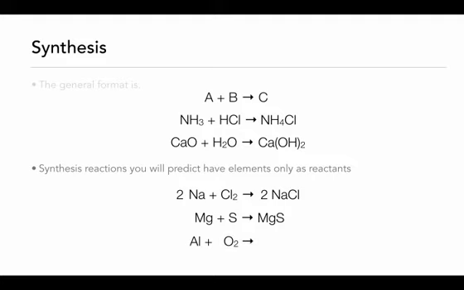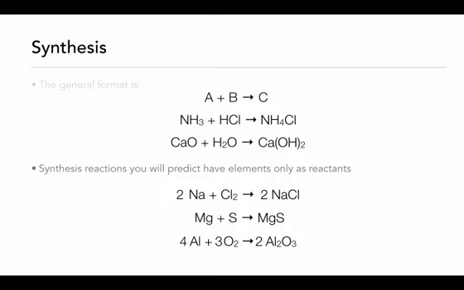Our last example would be aluminum and oxygen. Aluminum and oxygen are going to react to form aluminum oxide. In this case, our subscripts are completely different because of the charges of aluminum and oxygen. You have to have those balanced for the formula to be correct. And the last thing we would do is balance the reaction so that you have equal numbers of each element on both sides. All of our synthesis reactions have one product.